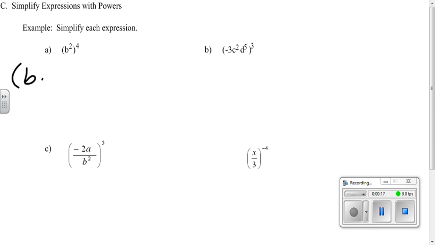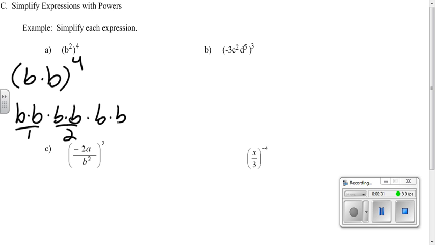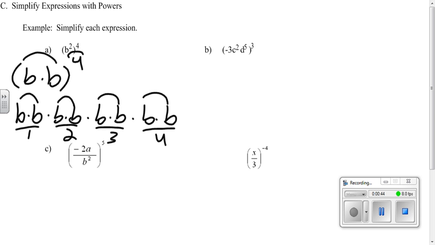B to the second we recognize is just b times b, and that's being taken to the fourth power. So the longhand way, we would write that as b times b, because here is b squared to the first power, b times b to the second power, times another b times b, this is our third power, times b times b. That's our fourth power. So we have b squared to the fourth power, so 1, 2, 3, 4 of our b squareds.